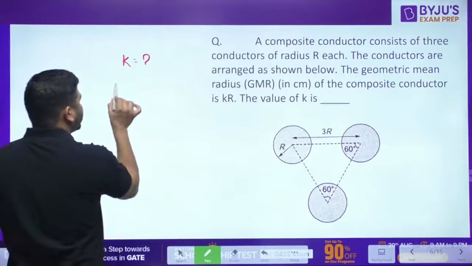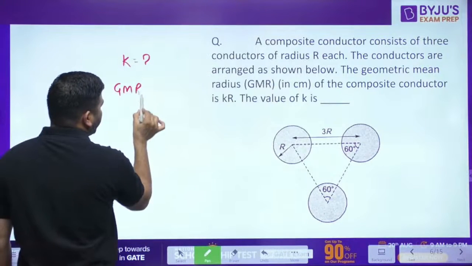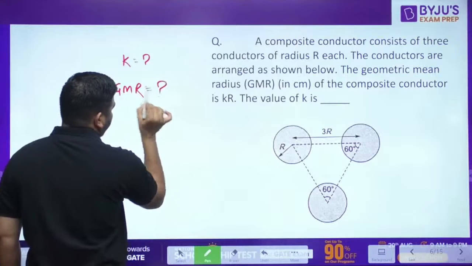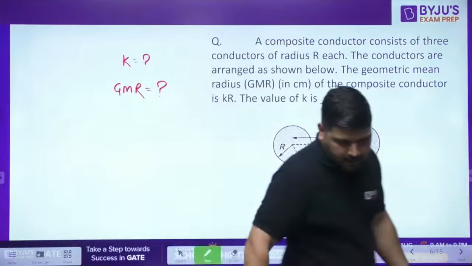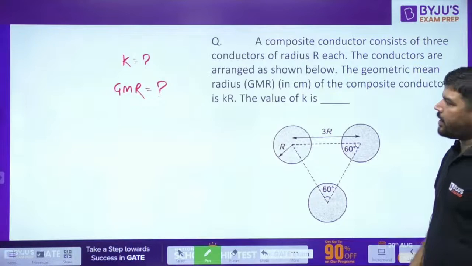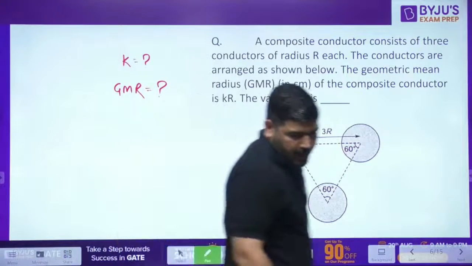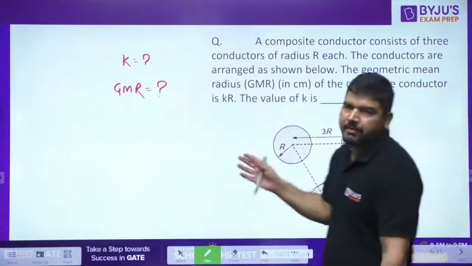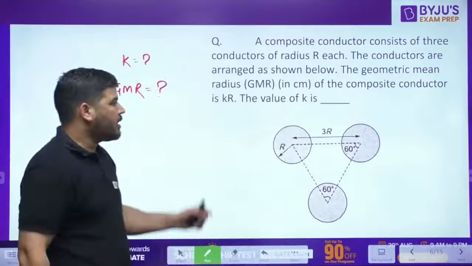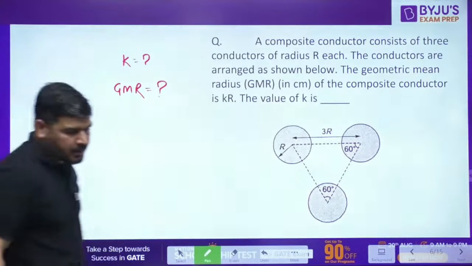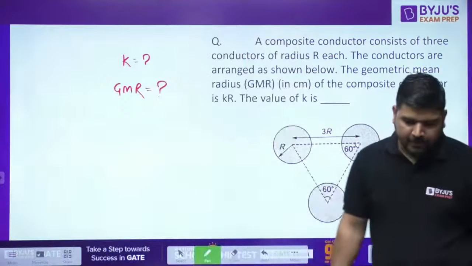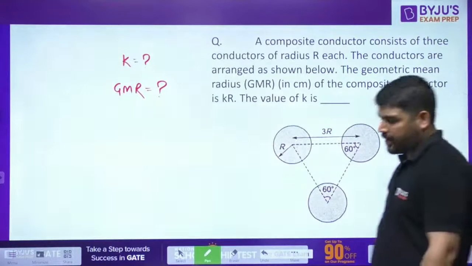You have to calculate GMR. If you can calculate this GMR, you can easily calculate the value of k. Tell me, guys. I have taken some PYQs, previous year questions from GATE exams. These questions are simple. Please tell me the correct answer, everyone, and don't forget to like this session.